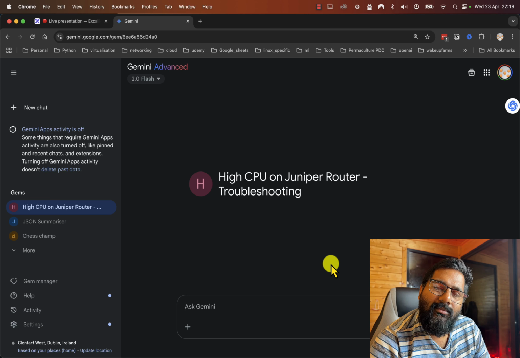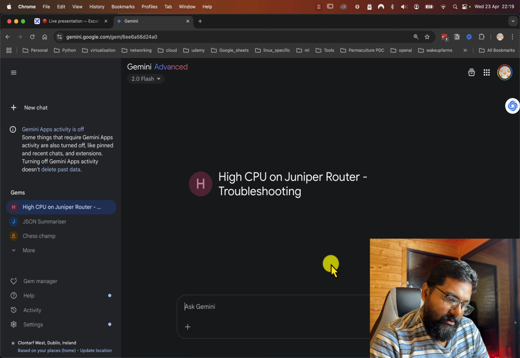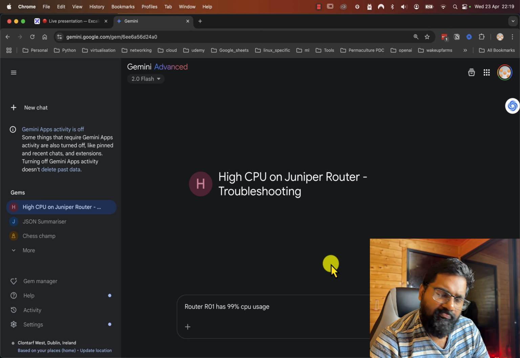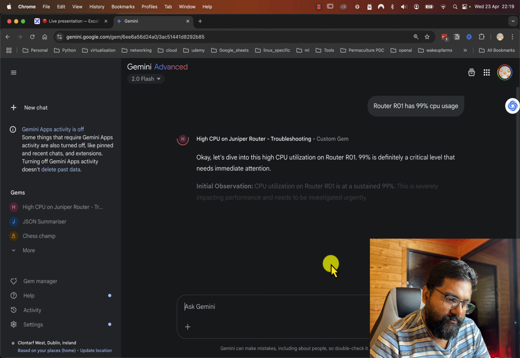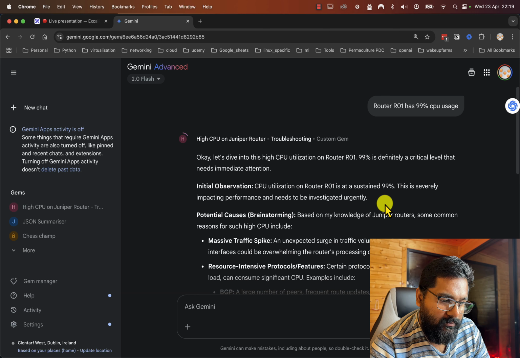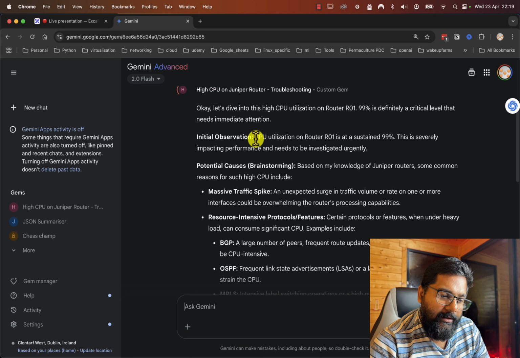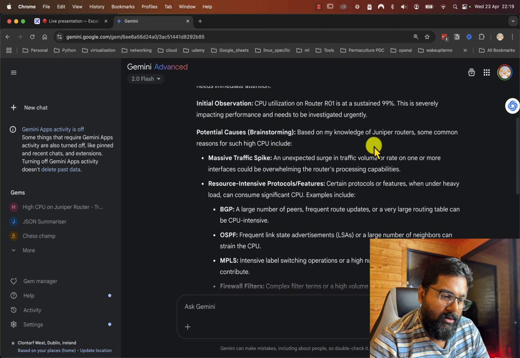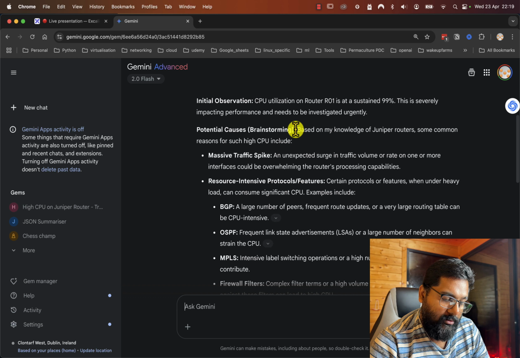So generally, if you have access to the router and if you have enough tooling, the agent will be able to figure out most of the issues. But let's pretend that router R01 has 99% CPU usage, something. So it gives initial observation, potential causes. Now it's brainstorming as per our prompt.